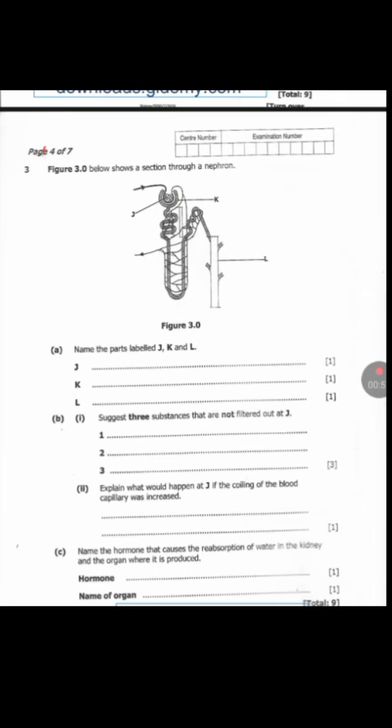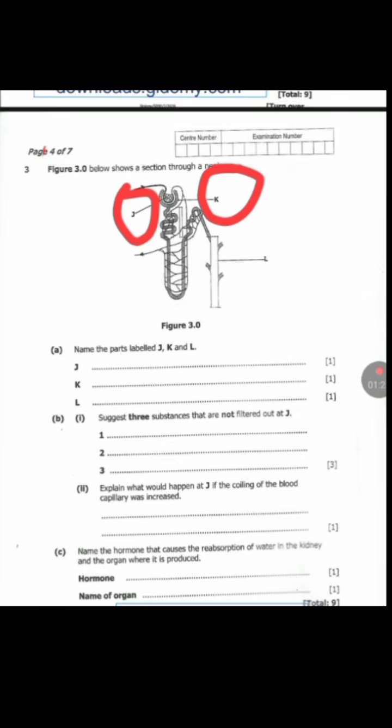So A, it's saying name the parts labeled J and K. Okay, so we are looking at the part labeled J and K. So we start with the part labeled J. Okay, so the part labeled J, it's a glomerulus. Okay, glomerulus. So this part is called the glomerulus. Okay, we come to the part labeled K. Okay, it's called the Bowman's capsule.